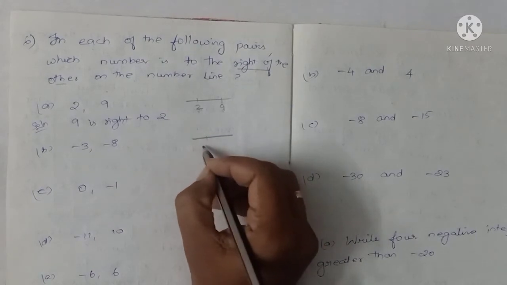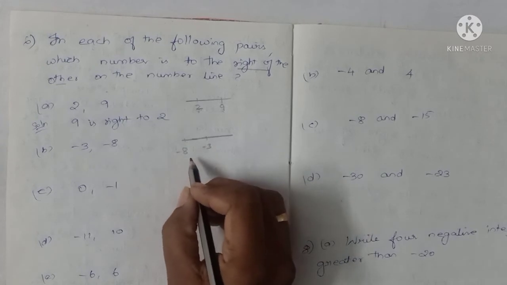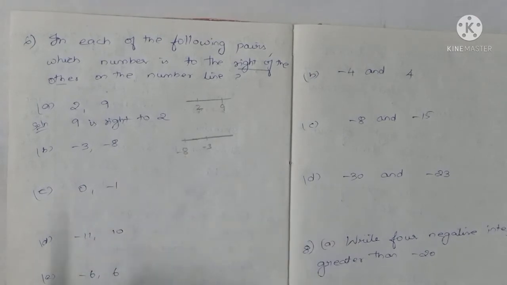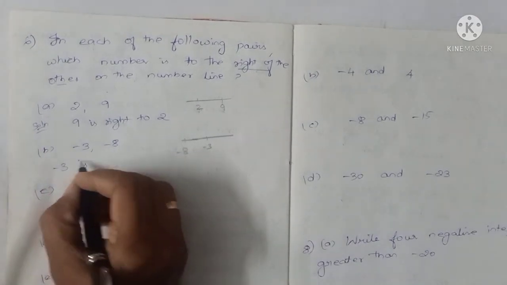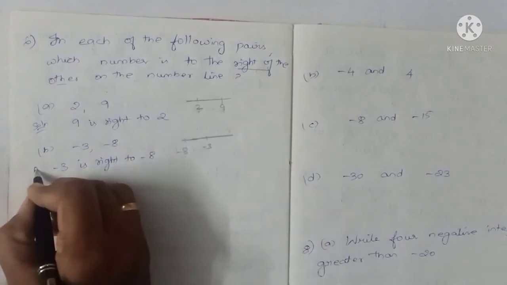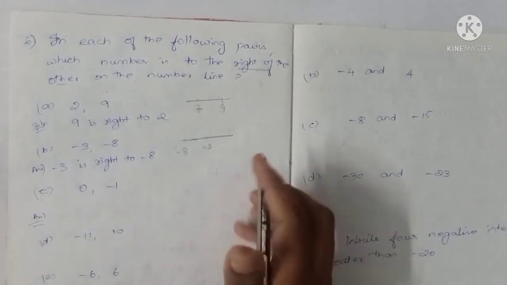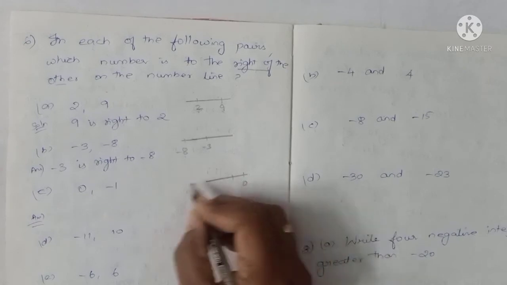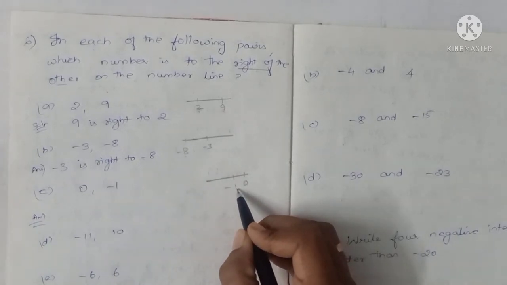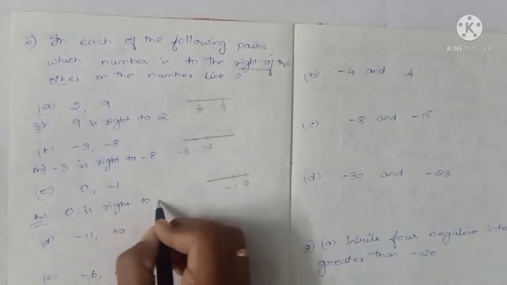Minus 3 comes here and then minus 8 comes here. So which is right? Minus 3 is right to minus 8. Next, subdivision C. 0, minus 1. So 0 is right to minus 1.